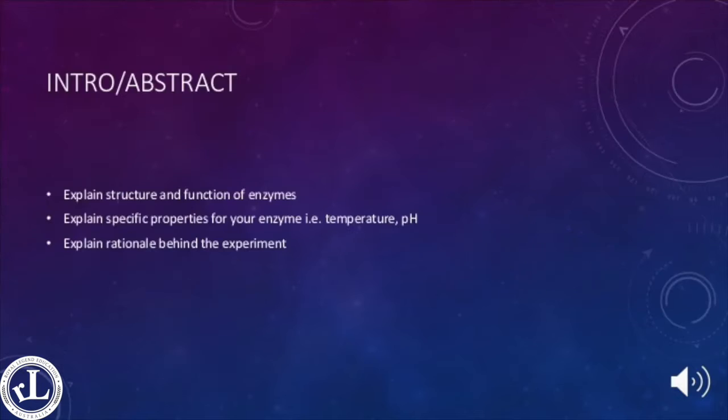In your Prac report you might be asked to write an intro or abstract before your hypothesis, but that really depends on what your teacher is looking for. So if you do need to write an intro, these are the things you should mention. First of all, you should explain the structure and function of normal enzymes. Tell us about the active site, tell us about where the substrate fits onto, and tell us about what enzymes do in general. Then you might want to explain the specific properties of the particular enzyme you have chosen.